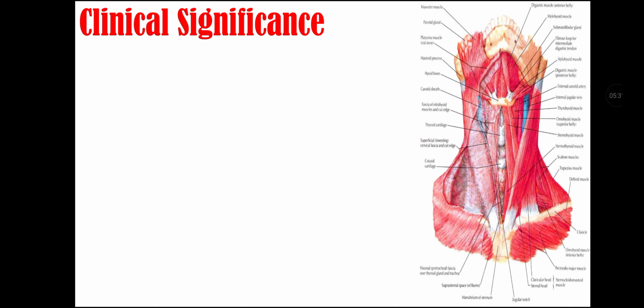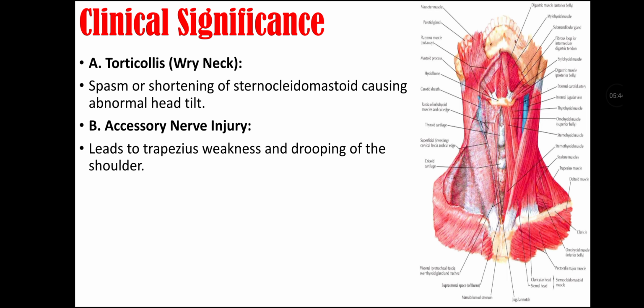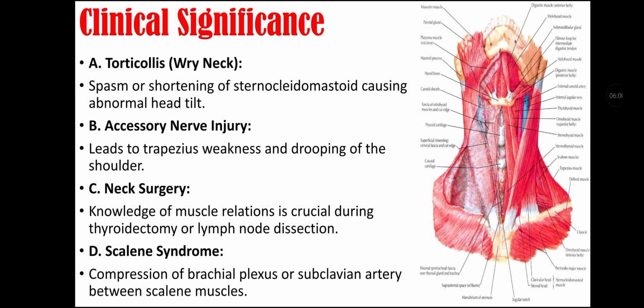Clinical significance of muscles of the neck. First is torticollis, also called wry neck. It is spasm or shortening of the sternocleidomastoid muscle that causes abnormal head tilt. Second significance is accessory nerve injury that leads to trapezius weakness and drooping of the shoulder. Third significance is neck surgery, where knowledge of muscle relations is crucial during thyroidectomy or lymph node dissection. Fourth significance is scalene syndrome, that is compression of the brachial plexus and subclavian artery between the scalene muscles.